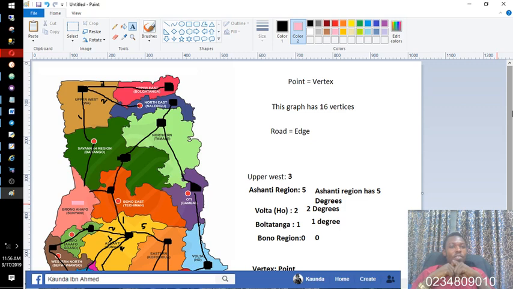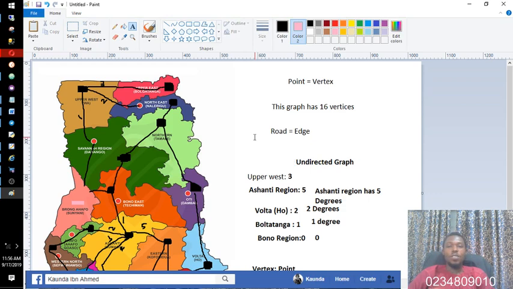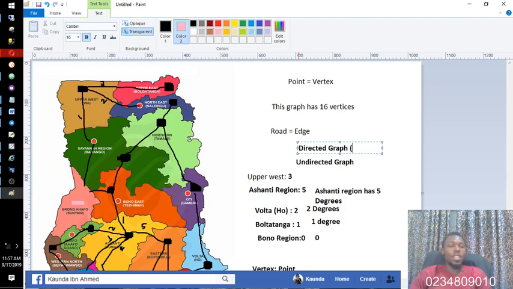When you can go back and forth, then your graph doesn't have direction, and in that case you call it an undirected graph. But if you give a direction, you make a rule that you can only move from Wa to Savannah and cannot move from Savannah back to Wa, then you will see it is a directed graph, which in other words you call a digraph. So basically that is it for directed and undirected graphs.